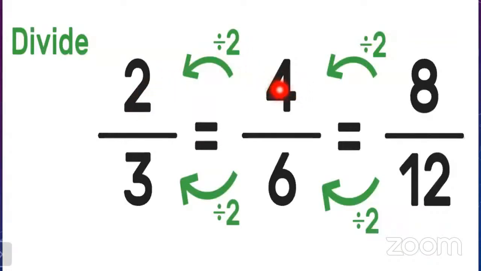Yes, 4 is divided by 2 here. So if you divide 8 by 2, you will get 4. Now the same non-zero number, 12 is divided by 2. 2 sixes are 12, 2 fours are 8, so 4 upon 6. Similarly, 2 twos are 4, so 2 is here, and 2 threes are 6, so 3 is here. So 2 upon 3 is equal to 4 upon 6 is equal to 8 upon 12. So this is also an example of equivalent fractions.